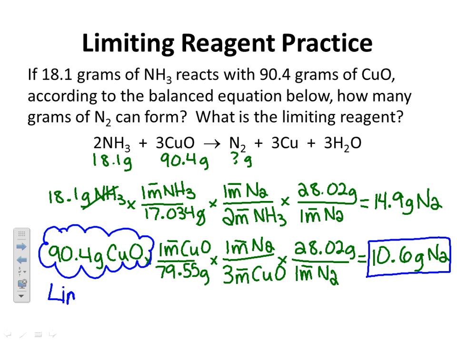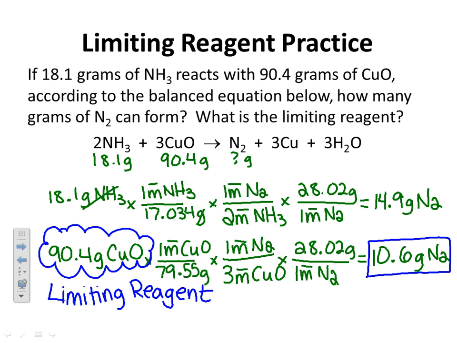was the 90.4 grams of copper oxide. I want to take a minute to point out that the limiting reagent is not always the smaller of the two values, either moles or grams. And this is a perfect example. 90.4 grams is much larger than 18.1 grams. That doesn't mean it can't be the limiting reagent, okay, because things have different mole ratios and different molar masses.